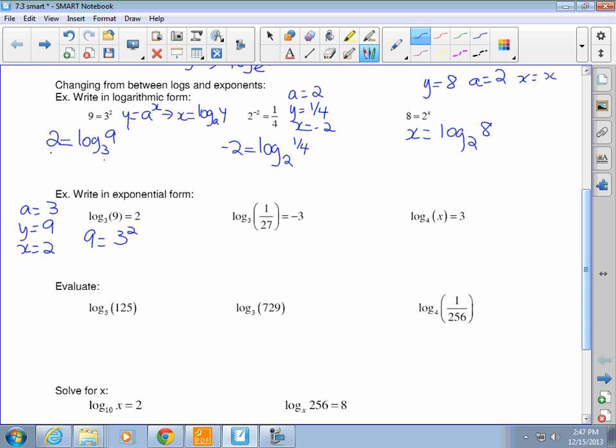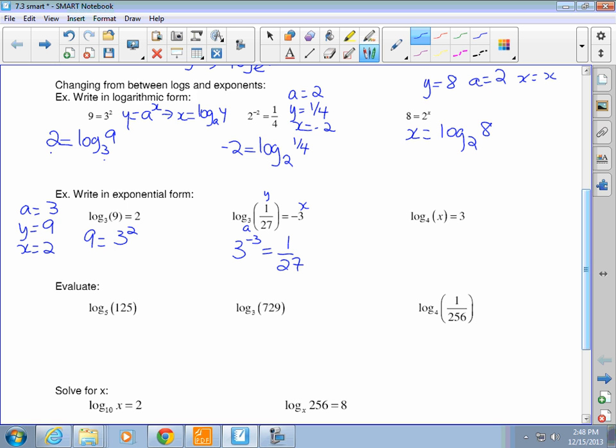So in this question here, my a is a 3, my y is a 1/27, and my x is a negative 3. So we're saying 3 to the power of negative 3 is equal to 1 over 27.